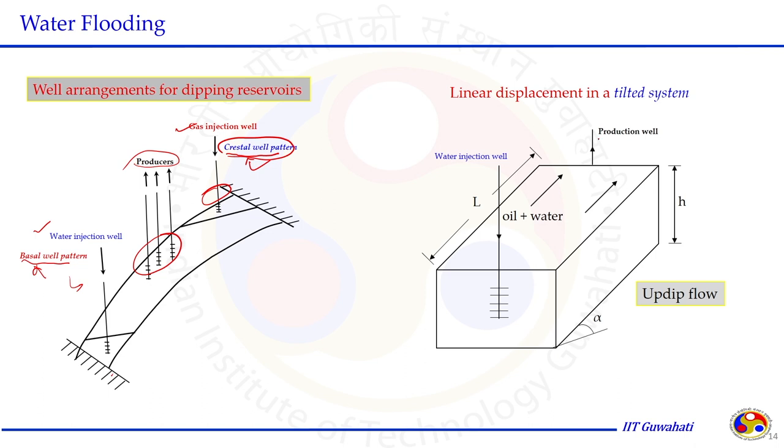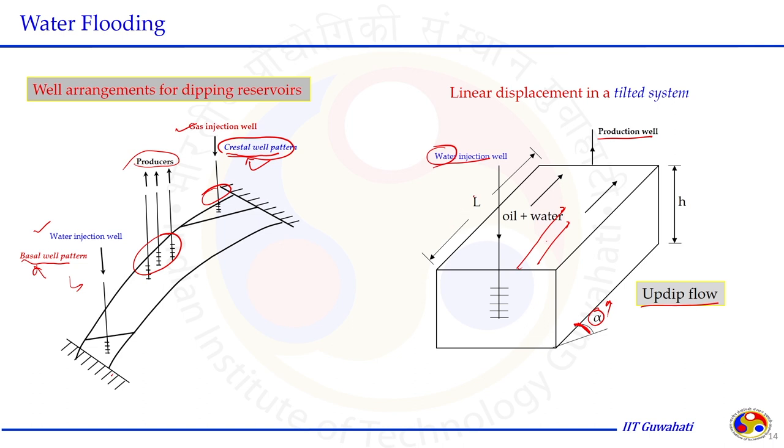Now, regarding the position of the wells, consider this a linear displacement. We have the production well here and the injection well here. We are considering water injection, it could be gas injection also. Now, the inclination of this linear displacement system has the angle alpha from the horizontal position. If alpha is in this direction, this is called updip flow, meaning the injected fluid and the oil will move from the injection well towards the production well in this direction.